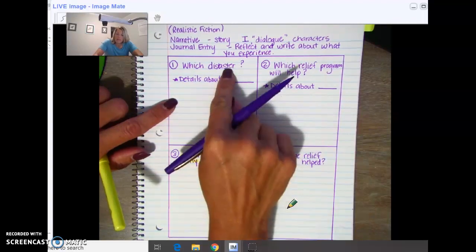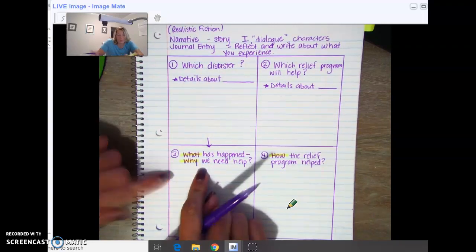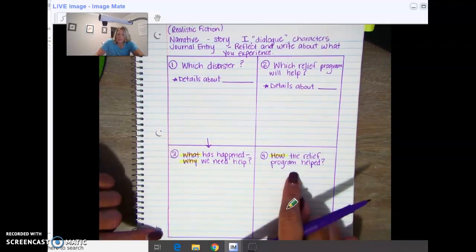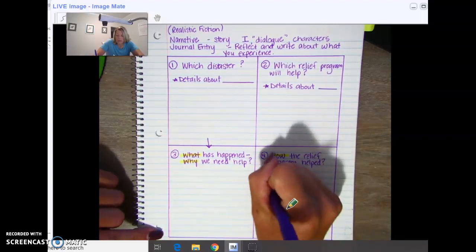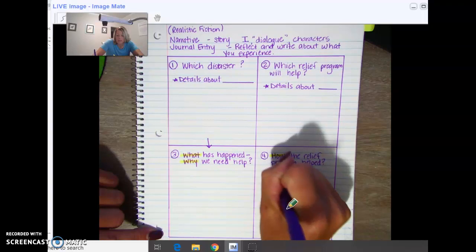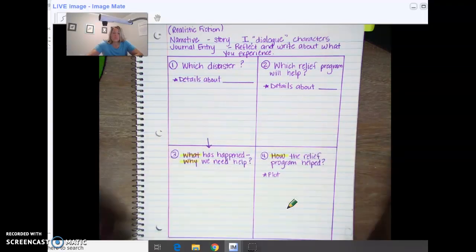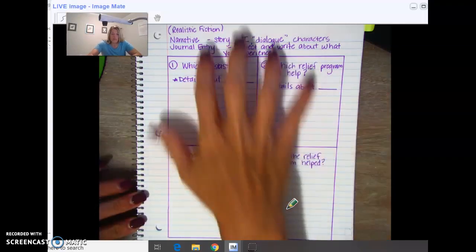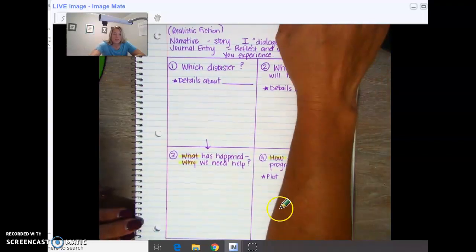So what disaster, which program is going to help me, what happened, and explain why you needed the help, and then how that program helped. This is going to kind of tell us the plot of our story, so to speak. This is going to give us the what happened, when they came, what they did, how they helped. So make sure you've taken these notes in your notebook, so when you get to class today, we can start talking about that and begin planning our draft for your first journal entry writing assignment. I will see you guys in just a little bit.